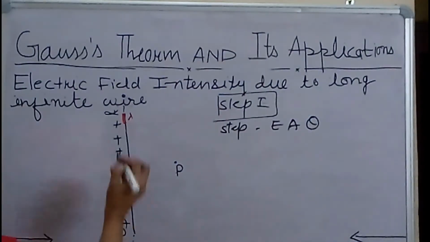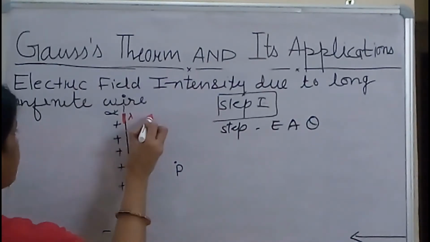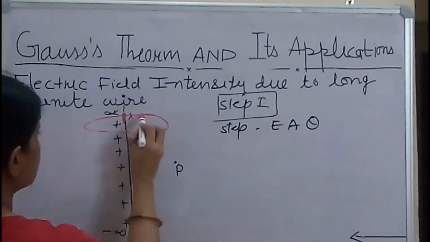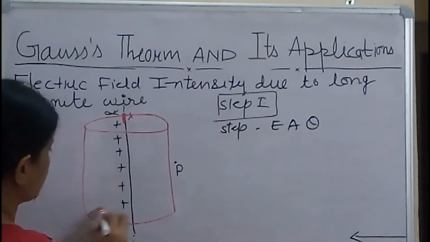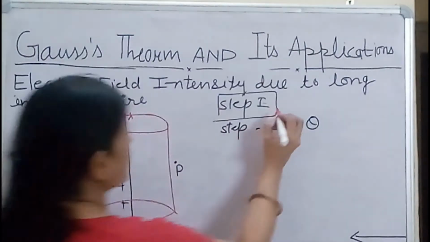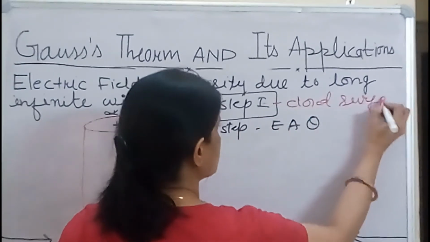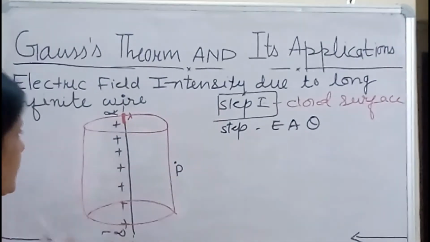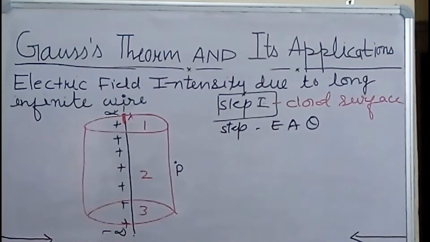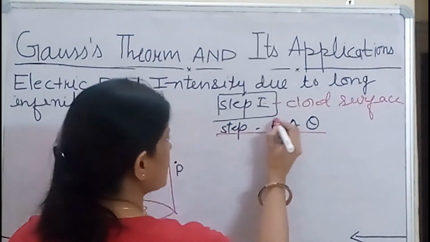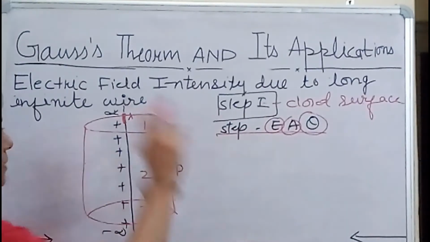So we will consider the surface like this. Okay, step number 1 is done. Closed surface we have chosen, that is, a cylinder is the closed surface. In the cylinder we have 3 surfaces, 1, 2 and 3. Now step 2 is we have to see the symmetry of E, A and theta in all the 3 surfaces.